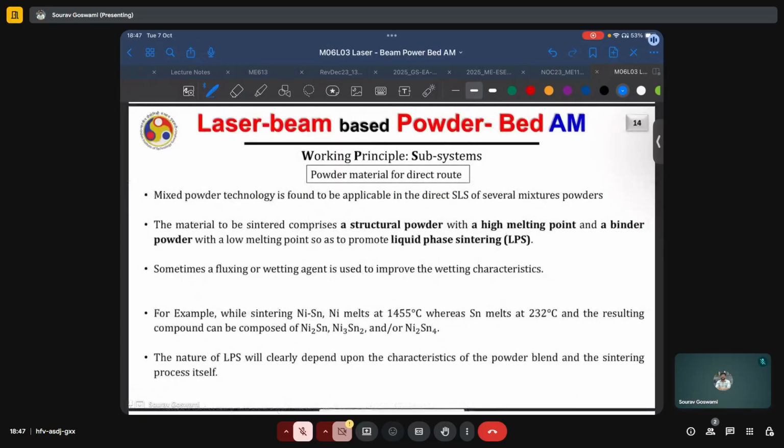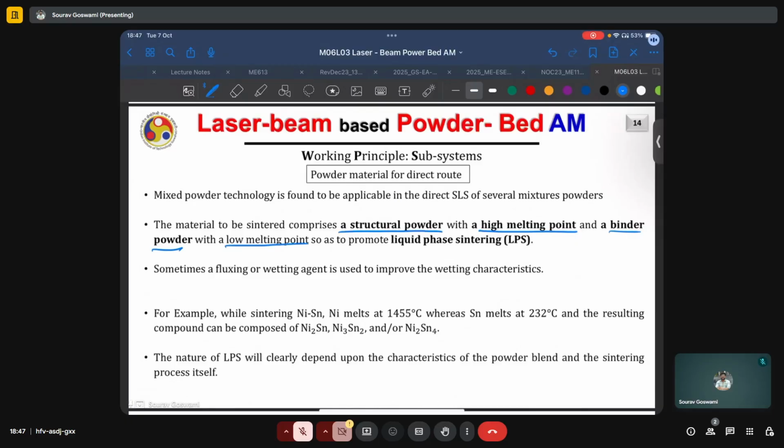Mixed powder technology, on the other hand, is found to be applicable in the direct SLS of several mixture powders. The material to be sintered comprises a structural powder or the structural material with relatively high melting point and a binder powder of low melting point. The reason being to enable liquid phase sintering. Sometimes a fluxing or wetting agent may also be used to improve the wetting characteristics.